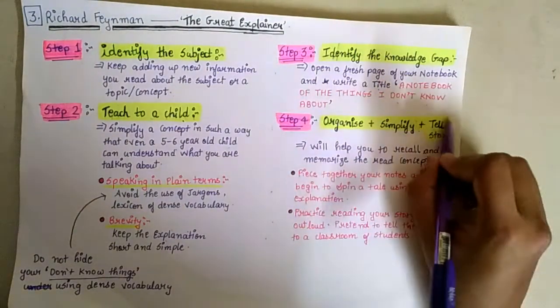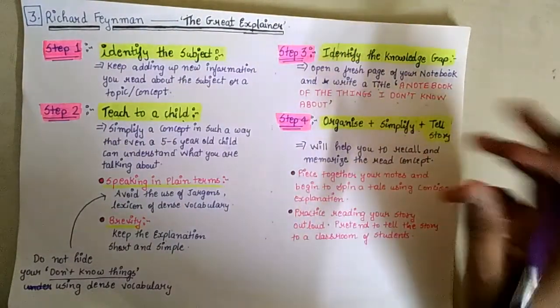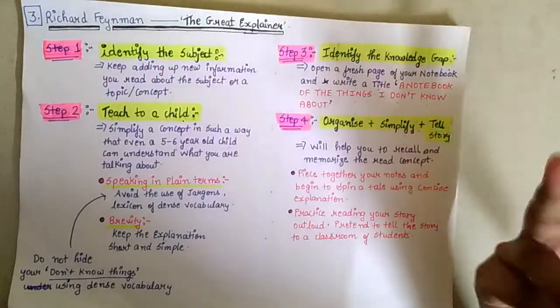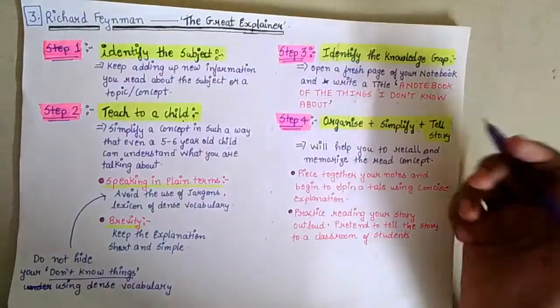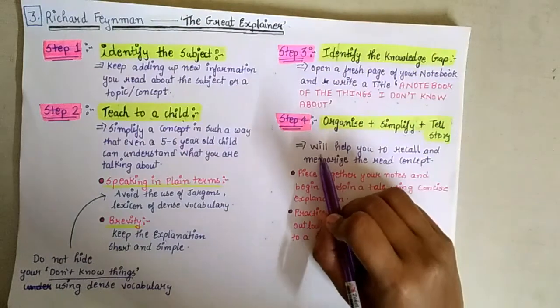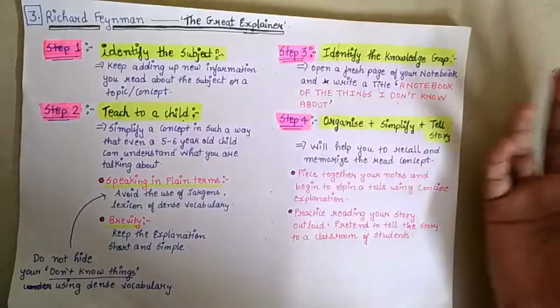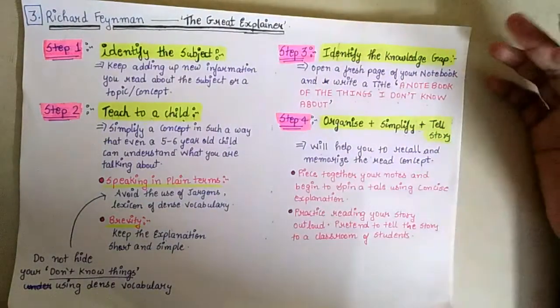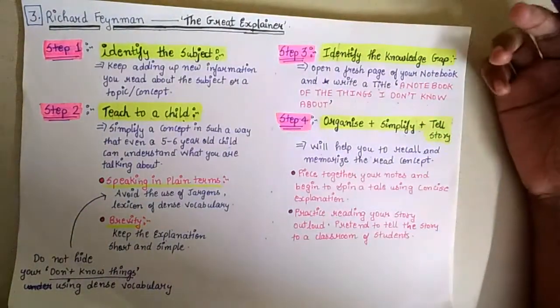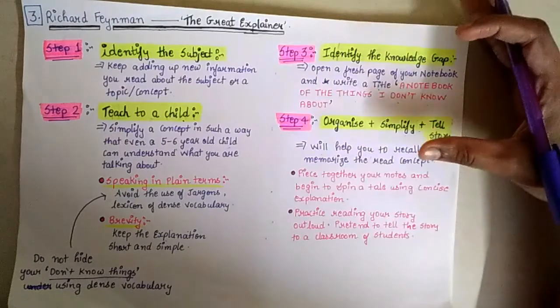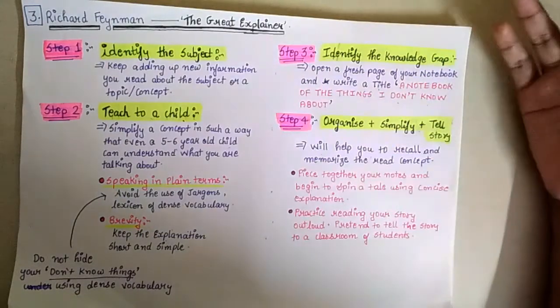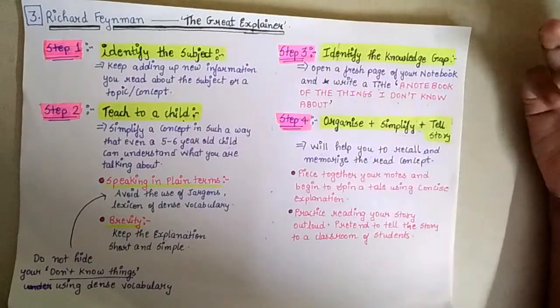So telling a story, making a story out of the concept to simplify it, will help you to recall and memorize the concept you read. Obviously, when we read a particular textbook or a book, we hardly remember anything we have read after 3 to 4 hours, or it can differ.